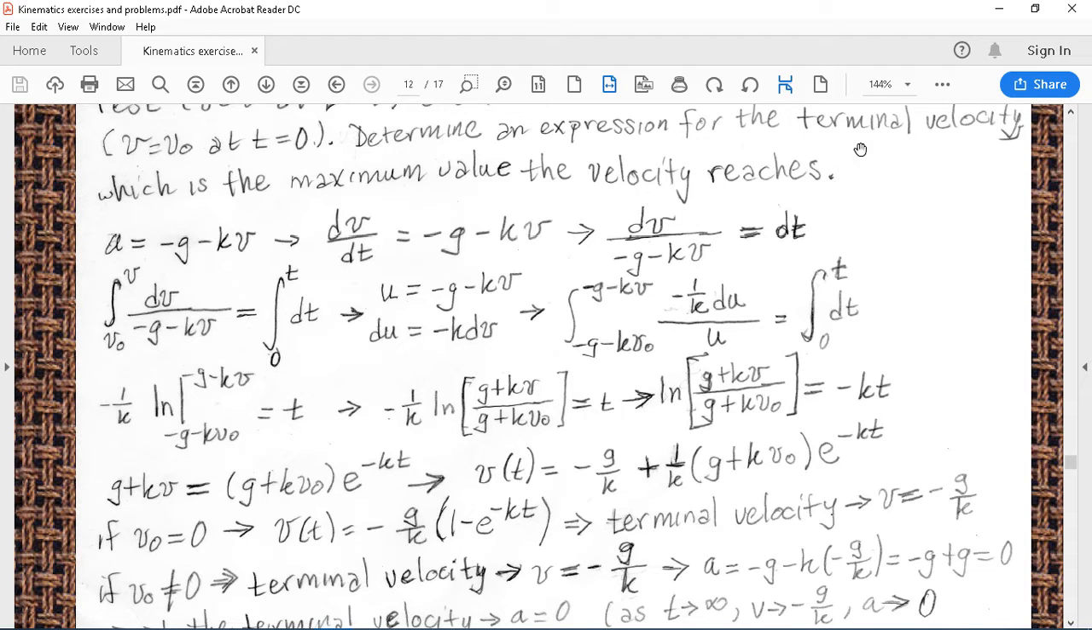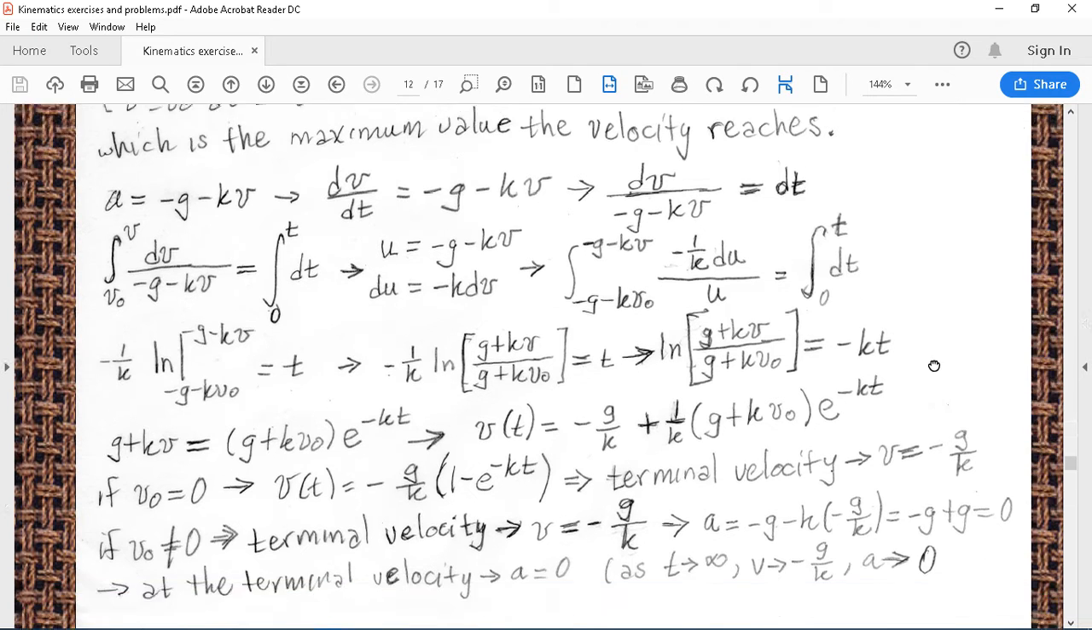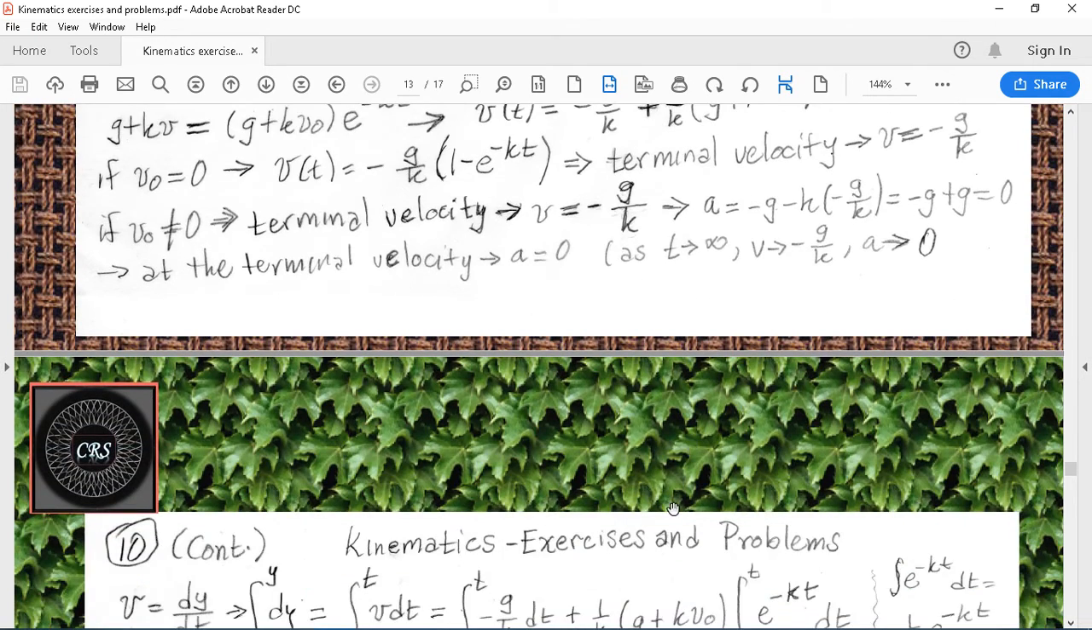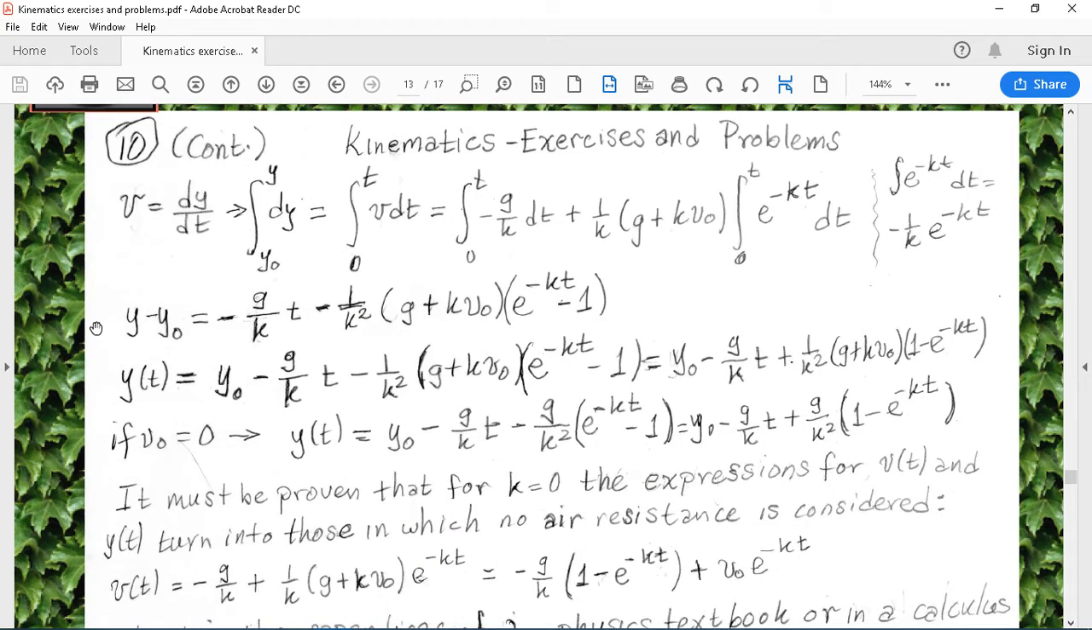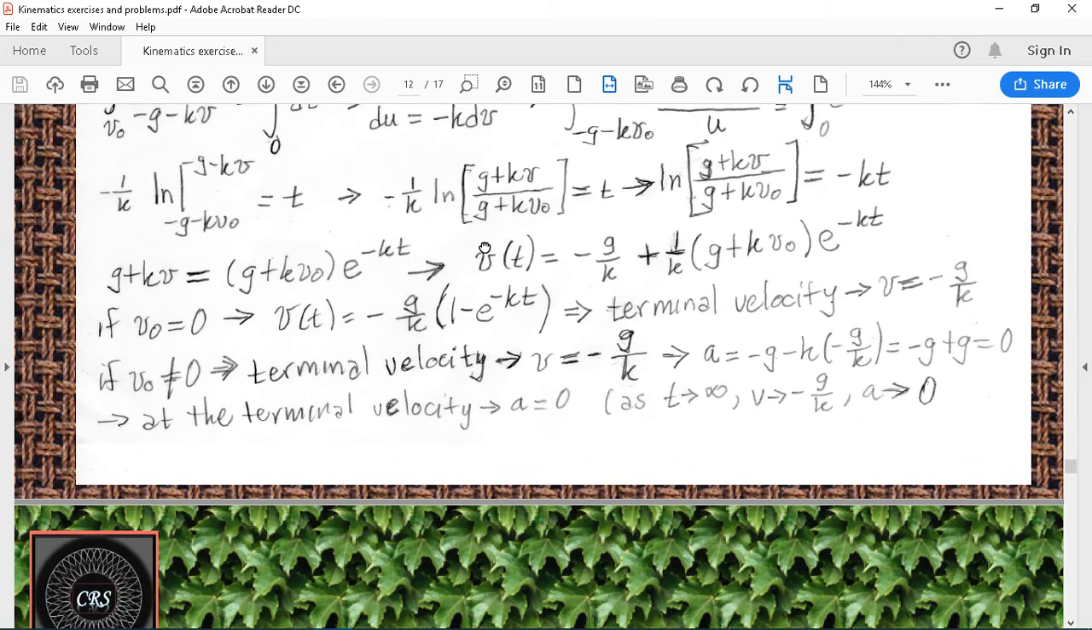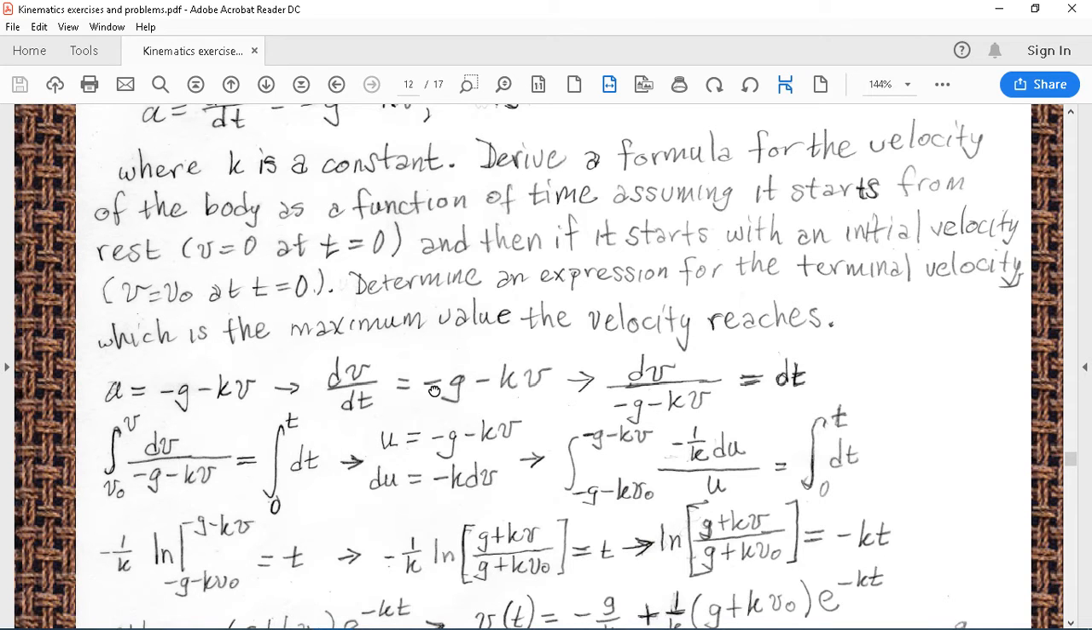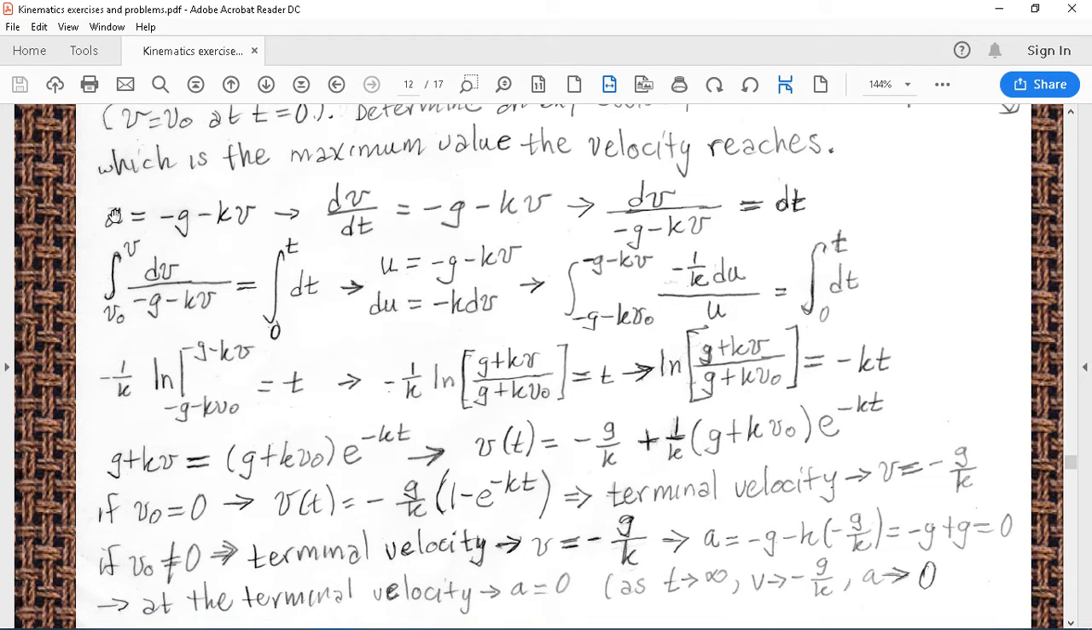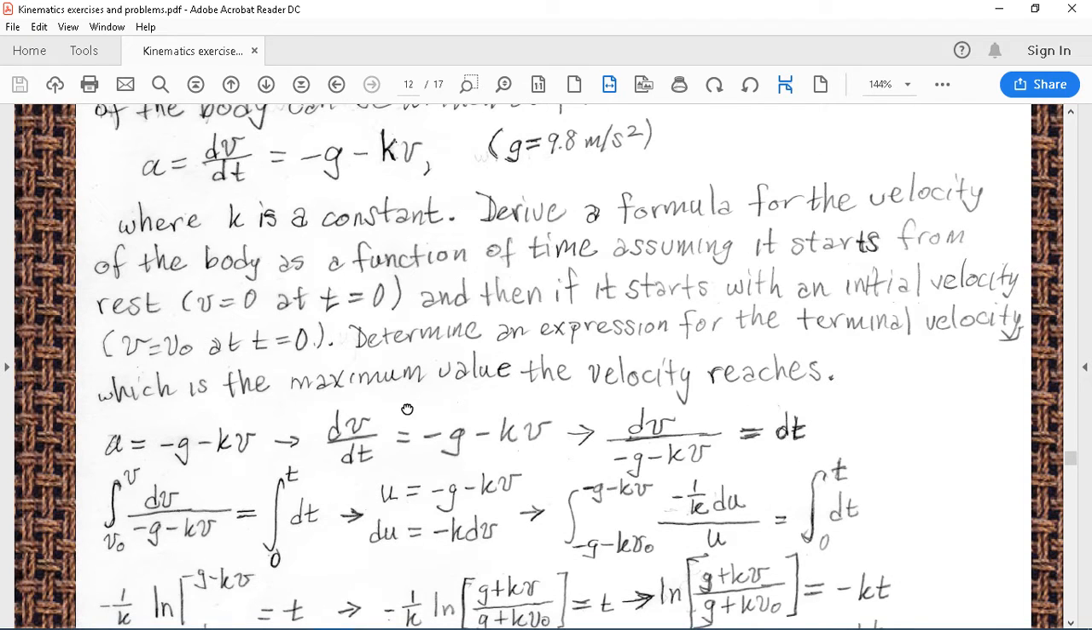We are to determine also an expression for the terminal velocity, which is the maximum value the velocity reaches. Additionally, we will also obtain an expression for the position of the body. Okay, so to obtain the velocity, we know that a equals minus g minus kv, a equals dv/dt, so that dv/dt equals minus g minus kv, which is what we had here.